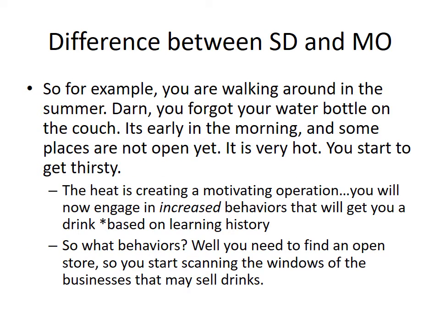So, for example, let's say we're walking around this summer, and darn, we forgot our water bottle on the couch. It's early in the morning and some places are not open yet. It's very hot and you start to get thirsty. The heat is creating a motivating operation. You will now engage in increased behaviors that in the past have gotten you a drink. And this is based again on your learning history. So what behaviors? Well, you need to find an open store. So you start engaging in increased behaviors, which includes scanning the windows of the businesses that may sell drinks.